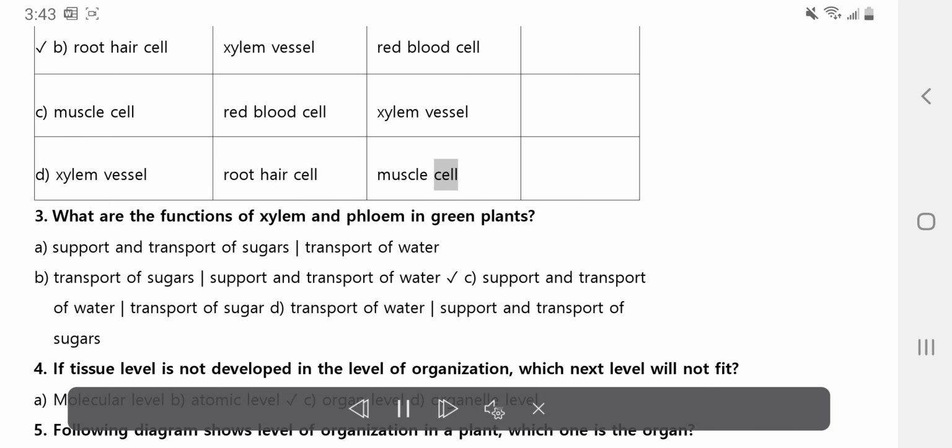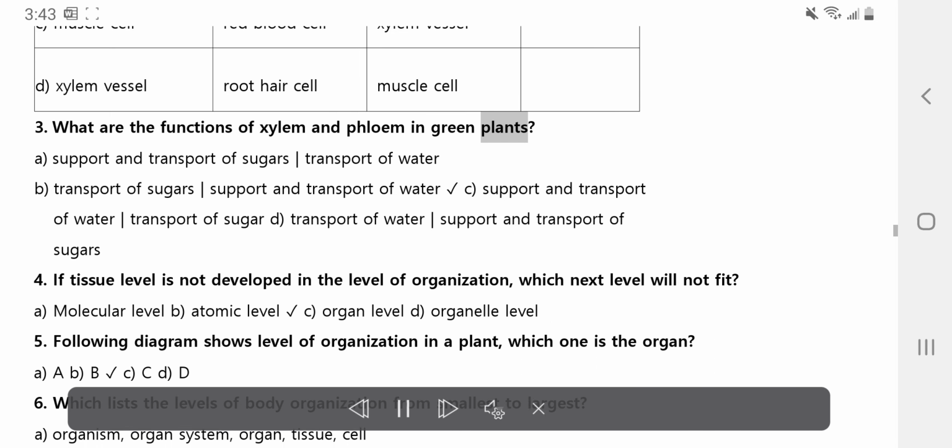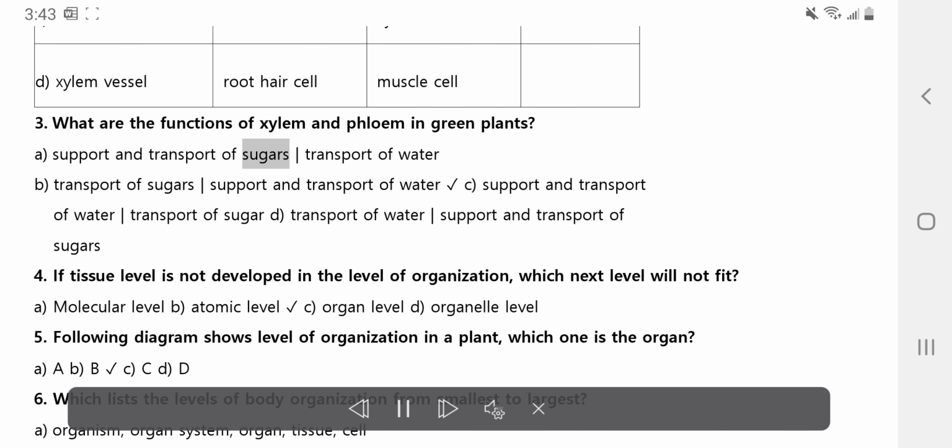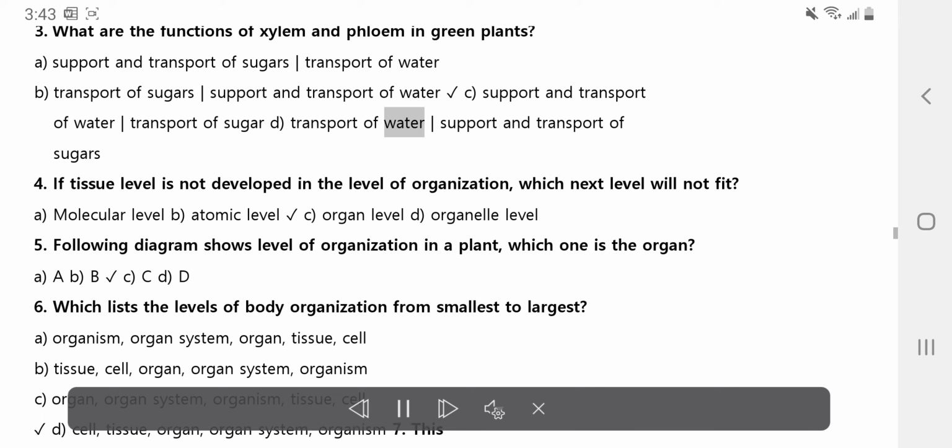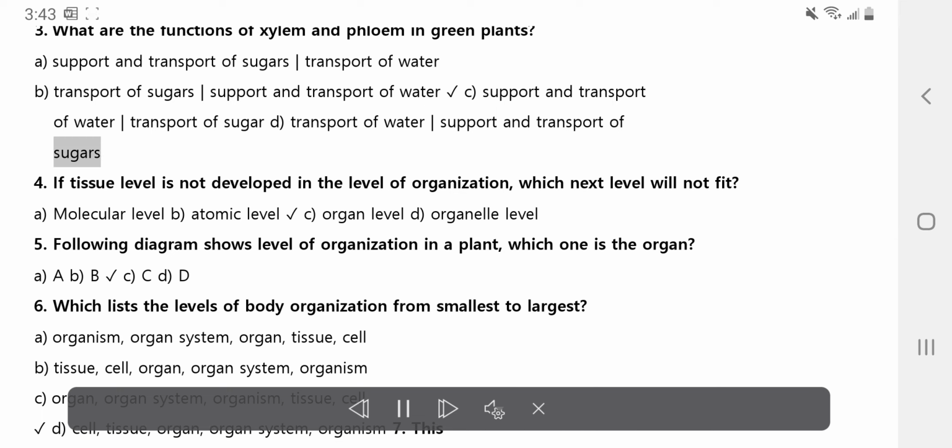3. What are the functions of xylem and phloem in green plants? A. Support and transport of sugars, transport of water. B. Transport of sugars, support and transport of water. C. Support and transport of water, transport of sugar. D. Transport of water, support and transport of sugars.